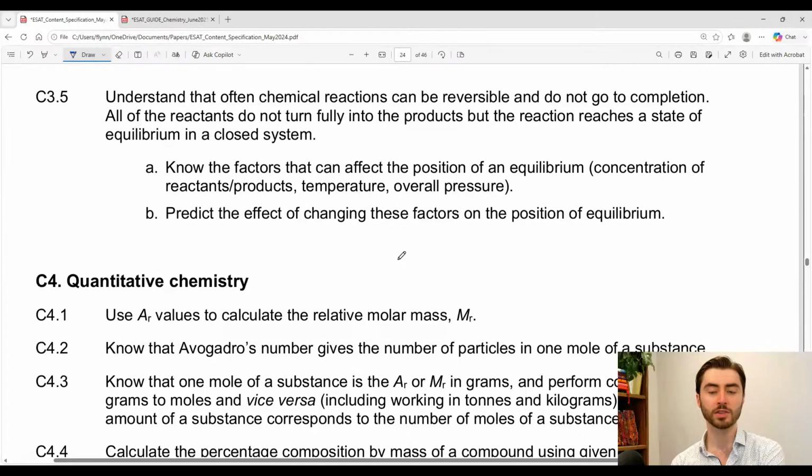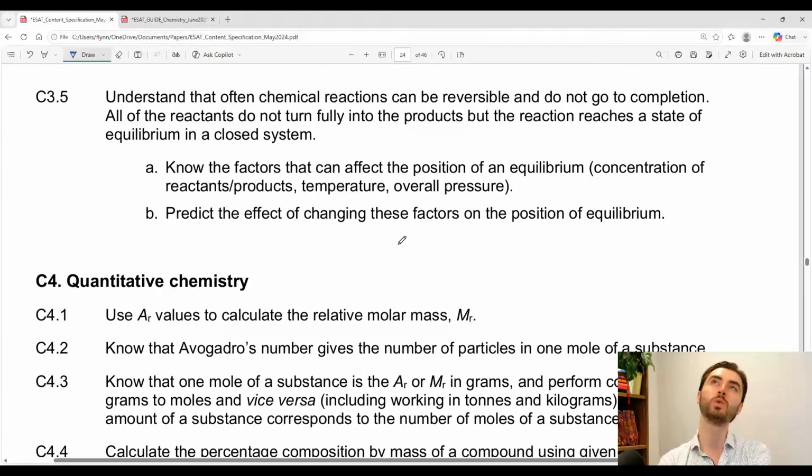Understand that often chemical reactions can be reversible and do not go to completion. All of the reactants do not fully turn into the products, but the reaction reaches a state of equilibrium in a closed system. We know this. Know the factors that can affect the position of equilibrium. Okay. So what happens here? By Le Chatelier's principle, increasing the temperature favors the endothermic reaction so it can mop up that excess temperature. So increasing the temperature favors the endothermic direction, whichever that happens to be in a given equation. Decreasing the temperature favors the exothermic reaction.